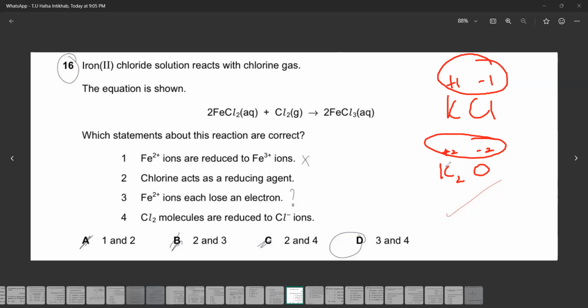But when we check whether it is oxidation or reduction, we check for individual atoms. Like when we were checking for chlorine here, this chlorine was 0 and this chlorine was -1. Even though the total is -3, we always check for each individual atom. So 0 becoming -1 is a reduction.